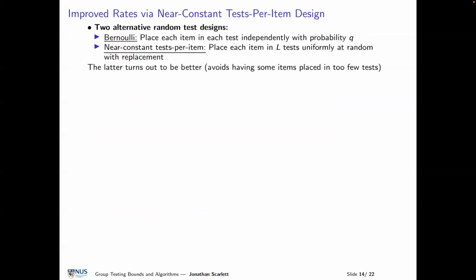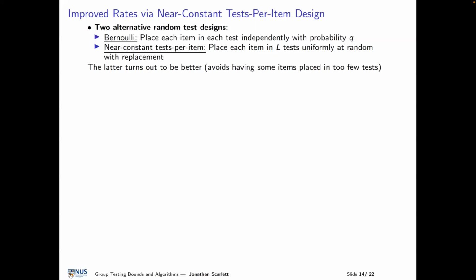Okay, so now going back to something a bit less technical. I mentioned that the previous plot was based on independently putting items in tests. The problem with that design is that you could get a few items that are in an unusually small amount of tests. Okay, so you're doing things IID.